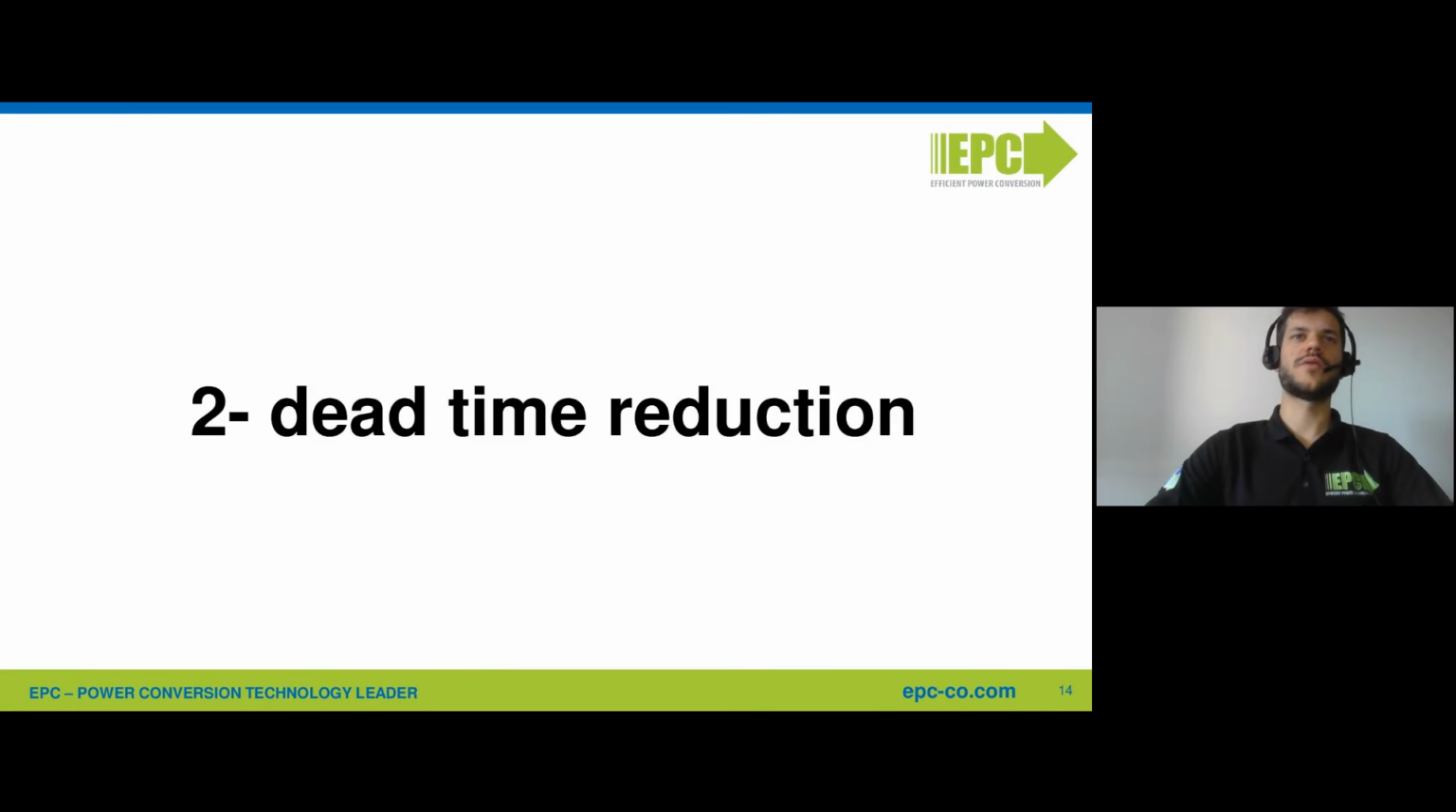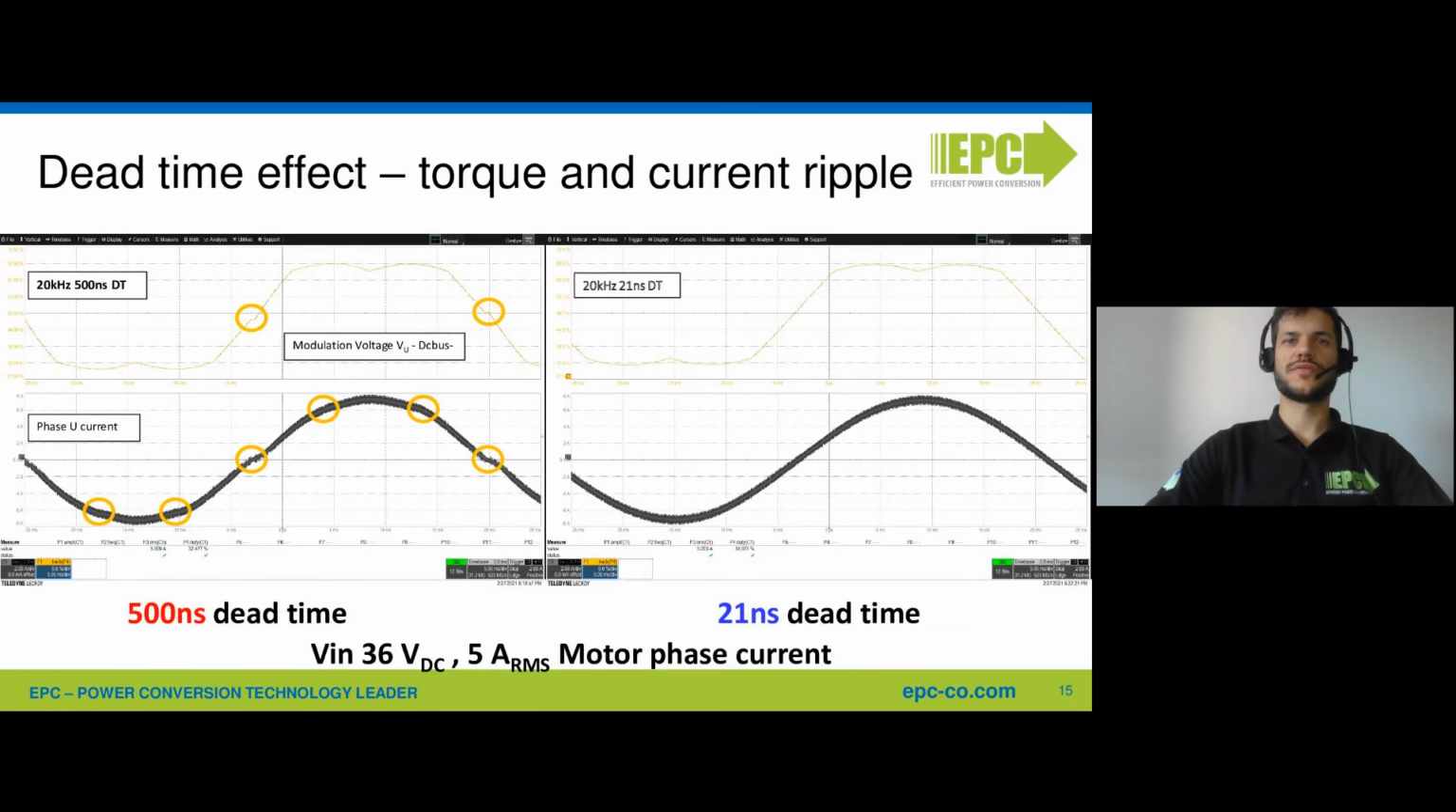So let's have now a look at the reduction of the dead time. The dead time reduction is directly linked to how fast the transistor can switch, and the effect of the dead time in motor drive sinusoidal applications can be seen in this picture. So when the dead time is very large, and this is a typical number for silicon MOSFET inverters, 500 nanoseconds, there are discontinuities in the modulation voltage.